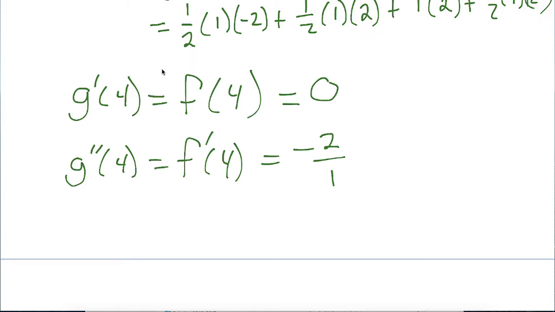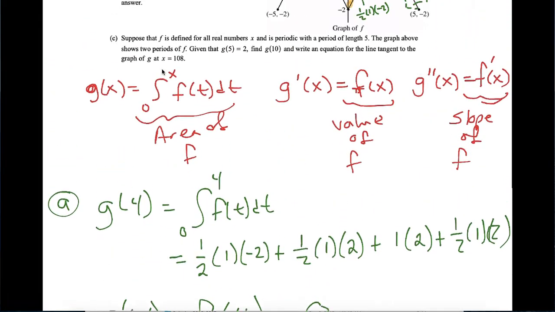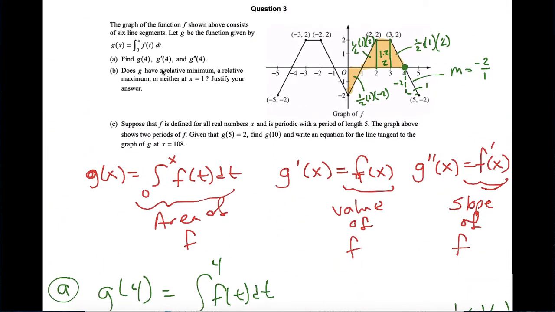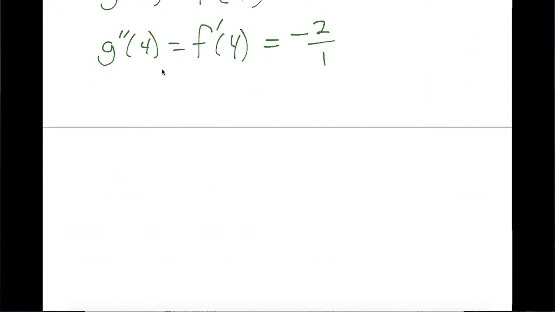The answer key will simplify that, especially that first one. Now, let's look at the second part of this. Part B, I'll do it in a different color. Part B says, does G have a relative minimum, a relative maximum, or neither at 1? Okay, so let's go to our chart.